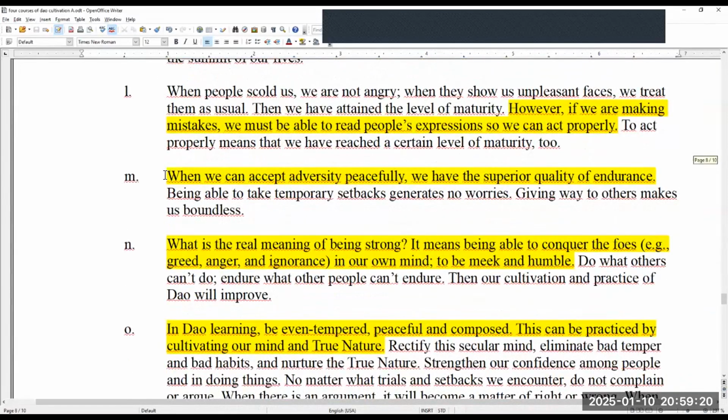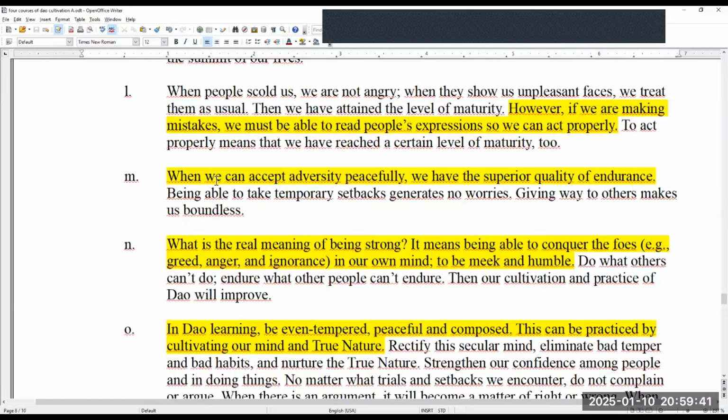However, if we make mistakes, we must be able to read people's expressions so that we can act properly. Because after all, that's in terms of dealing with others. So sometimes we make a mistake, and you need to find out how you can resolve it amicably and also do it satisfactorily.